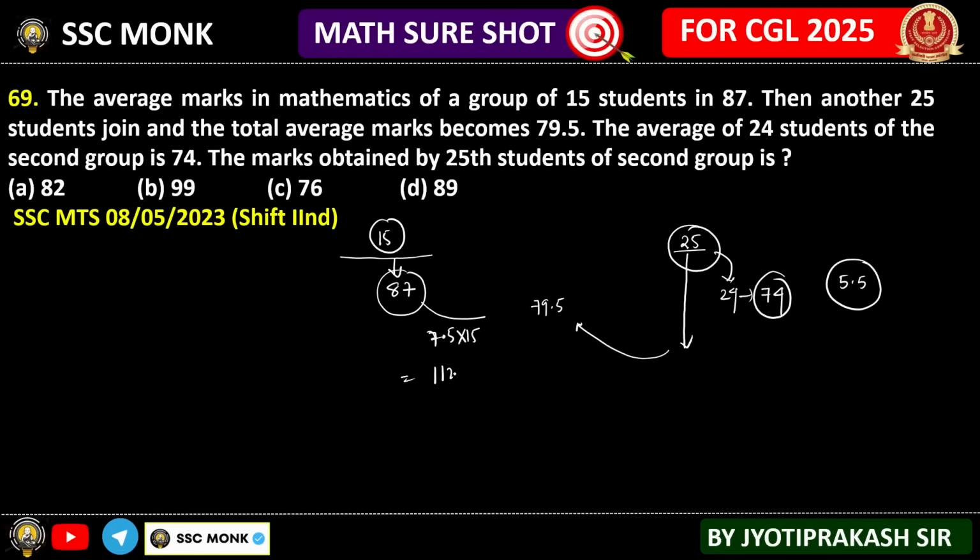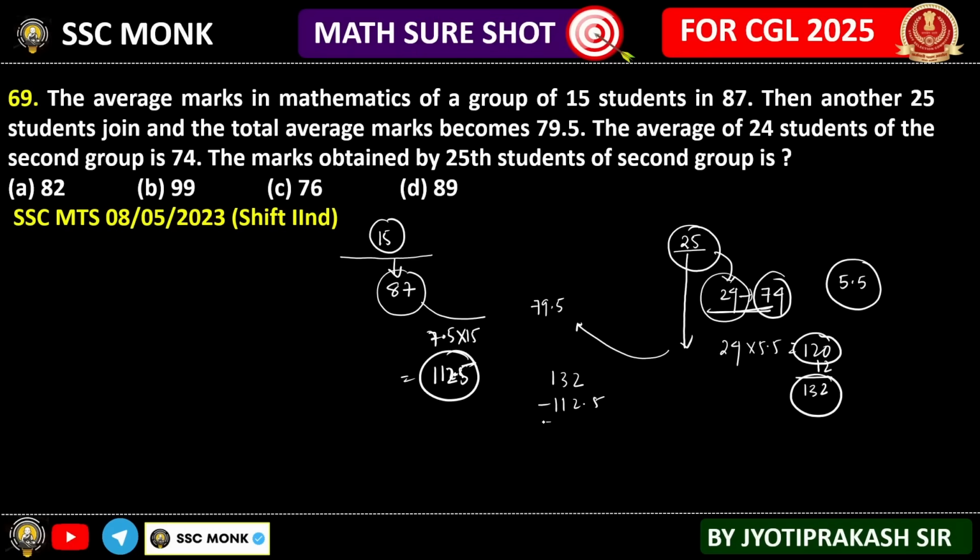That means 112.5 marks they contributed. They contributed 105 marks. These 24 guys got how much mark? 5.5. So 24 into 5.5 is equal to 24 into 5 is equal to 120, that is 100. And that means, now understand, these 132 marks that has been given to these 24 students came from where? This 112.5 marks came from these 15 students, and the remaining marks came from the 25th student.